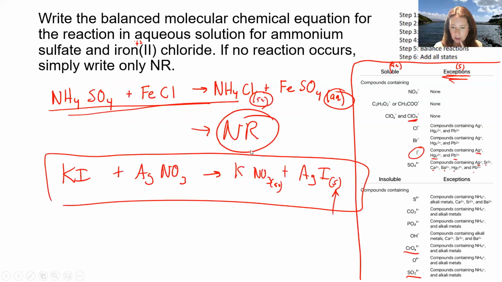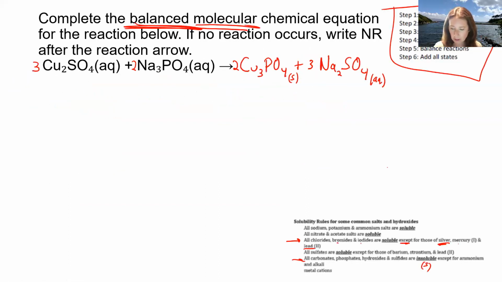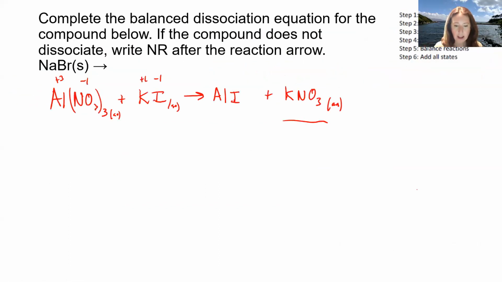Let's go to our solubility table. So I'm looking for AlI. Let me just fix the charge. I can't help it, it's driving me crazy. Right? +3, -1, +1, -1. So AlI3.